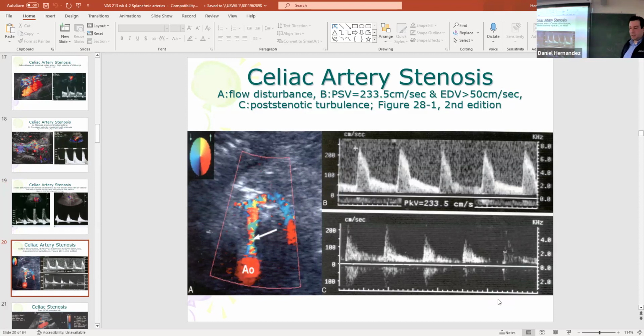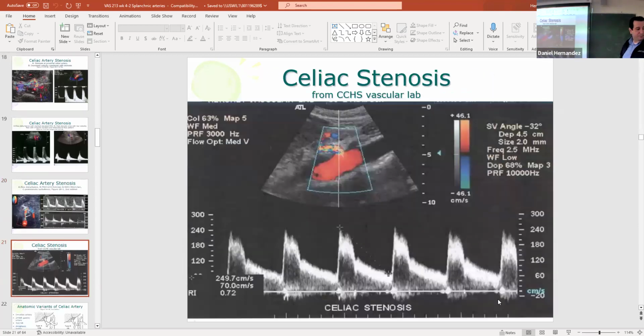Another patient, celiac artery stenosis, elevated velocities. See a turbulent aliasing with the color Doppler, and some post-stenotic turbulence from that second waveform.